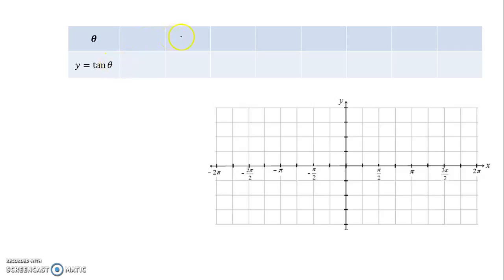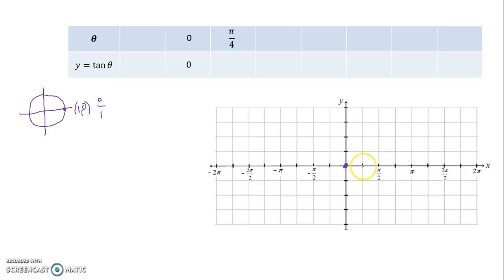So I'm actually going to start with 0, and when I do this, I'm thinking about my unit circle. So right here would be 0, my point there is 1, 0. Tangent, if you recall, is when you do y divided by x. So 0 divided by 1 is just 0. So I can have a dot right here at 0.